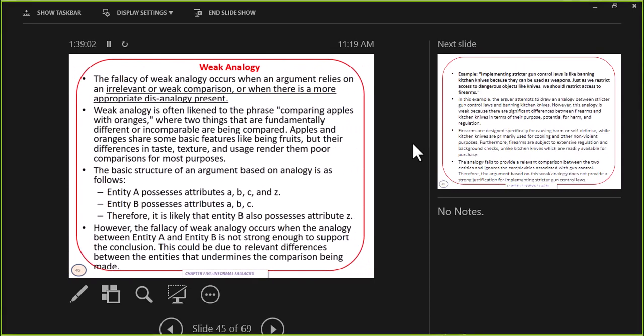Weak analogy. Argument based on analogy can be accepted when? Argument based on analogy is a type of inductive argument, right? It can be accepted as a good inductive argument when? When the analogy is what? When the analogy between two events.